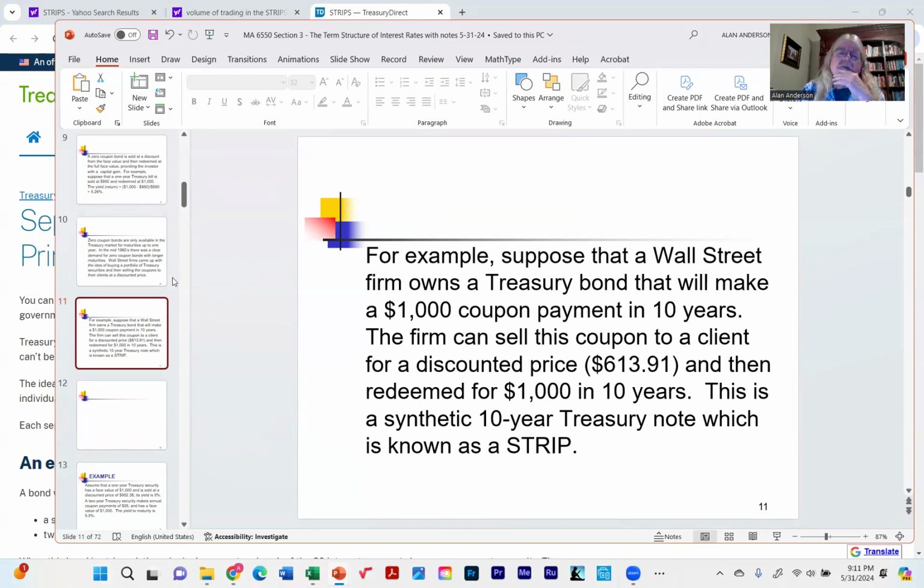All right, anyway, so the strips are an example of zero coupon bonds, but they had to be artificially created by Wall Street firms because they did not exist in the marketplace. And so these are known as synthetic securities when they are created artificially from the cash flows of existing securities. You see a lot of this in the derivatives markets. We take cash flows from all over the place and turn them into alternative products that are more desired by investors.